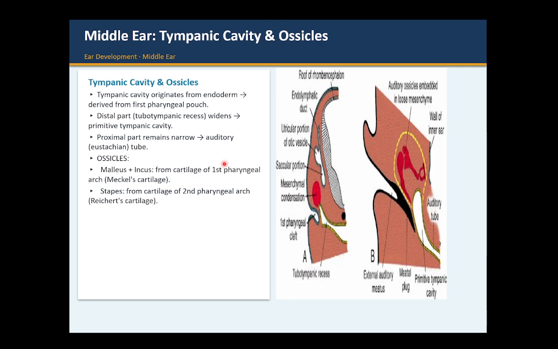So you would have the structures coming from the mesoderm of the first arch and mesoderm of the second arch. So the muscles which you are seeing, the tensor tympani coming from the first arch, the stapedius coming from the second arch, malleus and incus coming from the first arch, stapes from the second arch. The nerve of the first arch is trigeminal, and the nerve of the second arch is facial, and that's why their nerve supply is like that. Everybody clear? Okay.